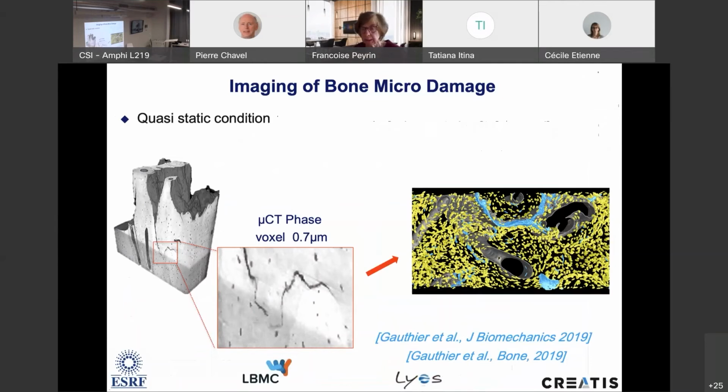And I want also to show you another work that we did in collaboration with David Mitton from LBMC and Hélène Follet from LIOS, where we also imaged the bone macro damage and the propagation of the microcrack after a biomechanical test. We also used the same technique, which is micro-CT phase imaging at a voxel size of 0.7 micrometer. And it was possible to quantify the pores, the osteocytes in yellow, and to segment also the microcrack in 3D and extract some quantitative parameters.